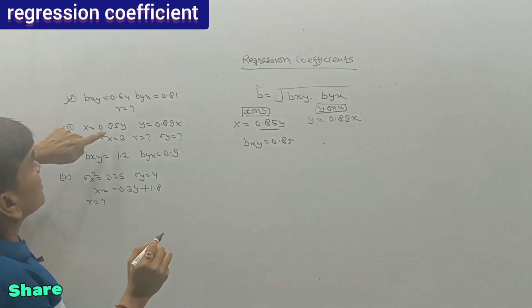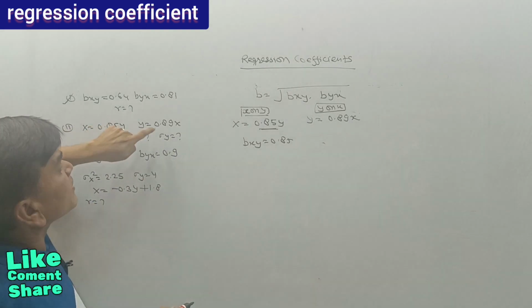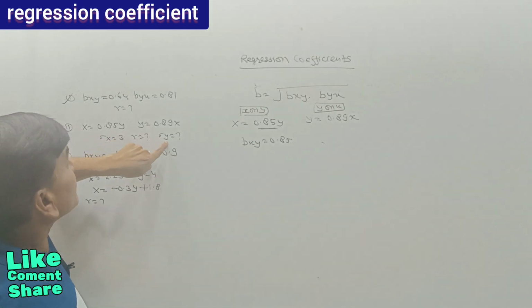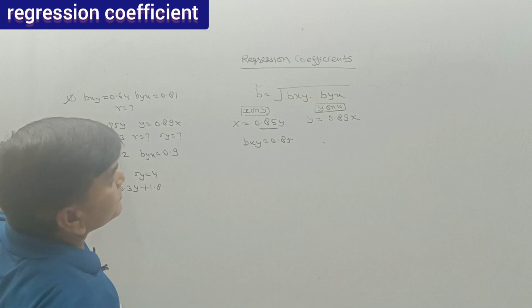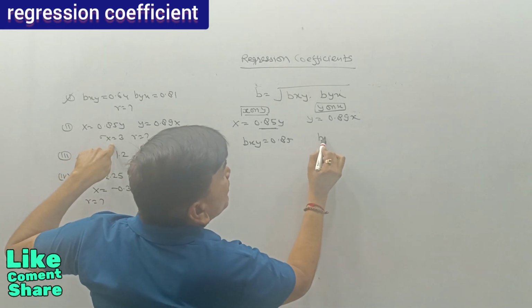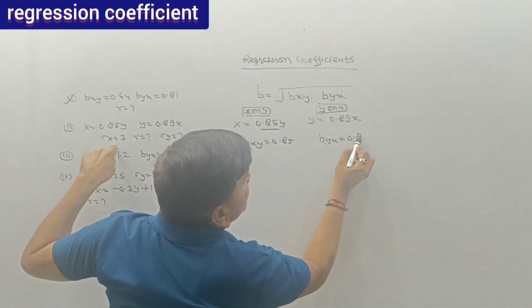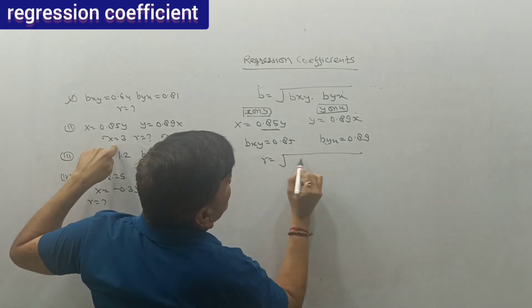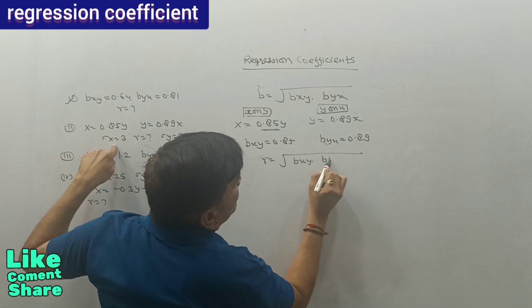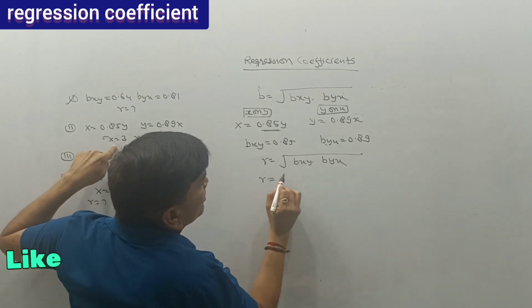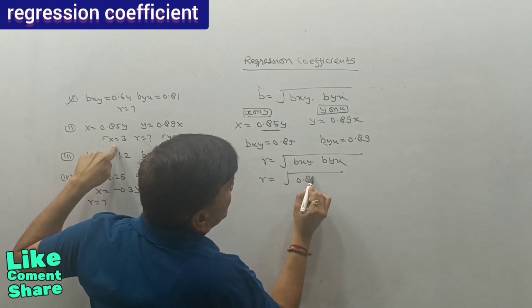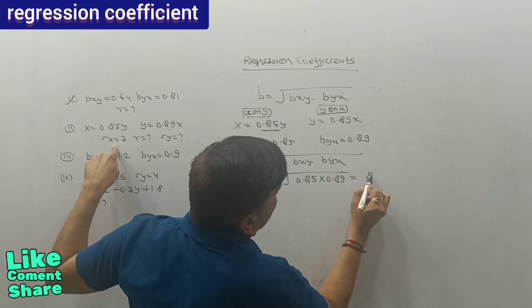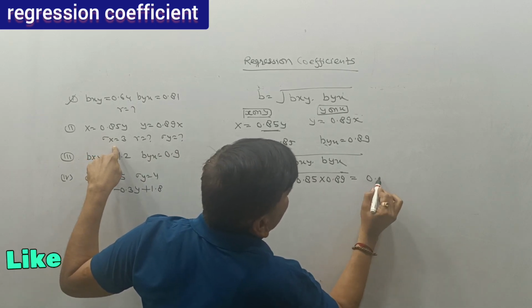The second question is x equals 0.85 y and y equals 0.89 x. We have to calculate r, and sigma y and sigma x are not given. Similarly, the byx value will be 0.89. So the value of correlation will be the root of bxy multiplied by byx, that is 0.85 multiplied by 0.89. When you solve this, you will get the result 0.87.